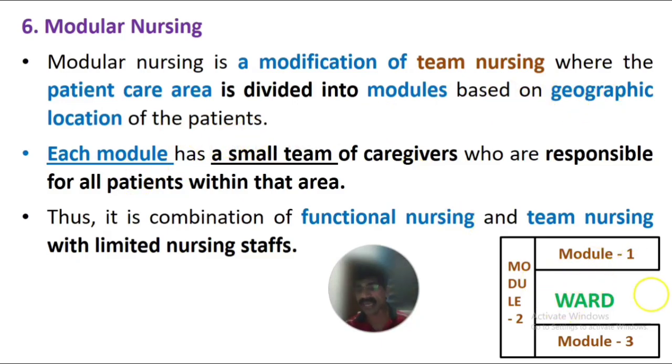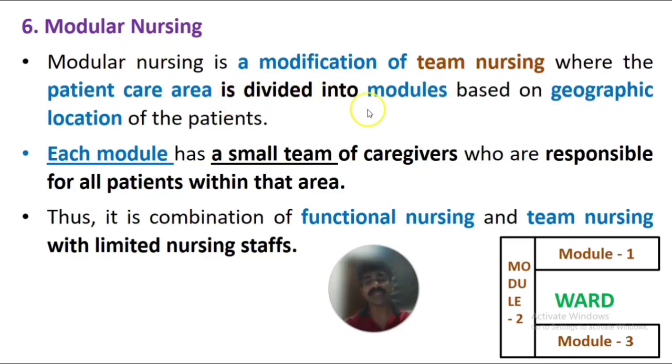Here I have mentioned an illustration. You can see that this is a ward. The shape of the ward is C shape. Now you can see that here we have one vertical wing and 2 horizontal wings. In each wing we make one small team, that is team nursing. So each wing is considered a module: module 1, module 2 and module 3. So in that one particular ward there would be 3 modular nursing plans. That is called modular nursing. So it is a modification of team nursing.